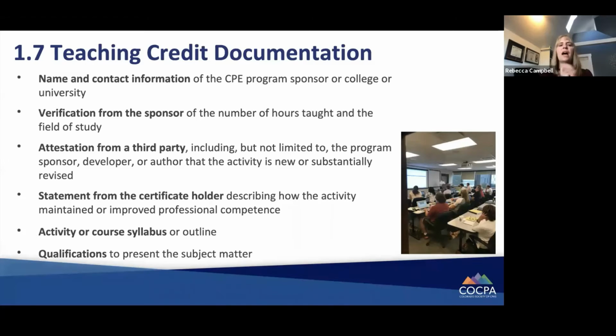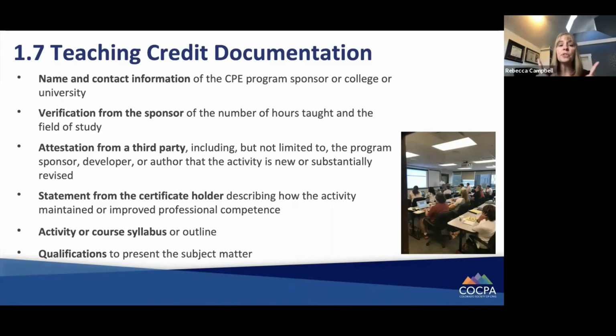I just want to stop for a minute. If you're claiming CPE credit for teaching, I think I have a slide about this in a minute, but I'm going to expand here. When you teach, you get the time that you taught plus double the preparation time. So let's say I teach a 4-hour class. I can claim 4 hours of CPE, and then I can claim 8 hours of preparation time. So that's 12 hours of CPE I can claim.